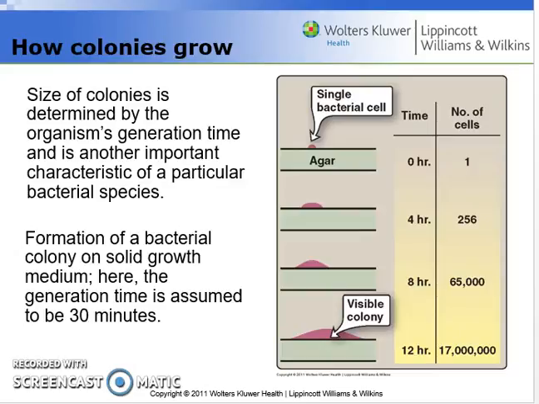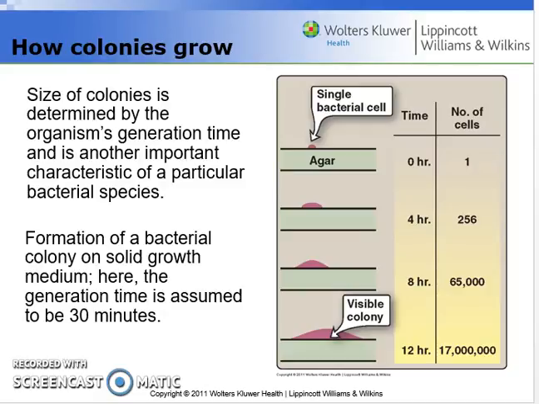The way that colonies grow is that the size of the colonies is dictated by the organism's generation time. Generation time is basically the time taken for one cell to become 2 cells, or the time taken for 2 cells to become 4 cells. Bacteria grow exponentially, which means they go from 1 cell to a multiple of cells: 1 cell to 2 cells, 2 cells to 4 cells, 4 cells to 8 cells, 8 cells to 16 cells, and so on.